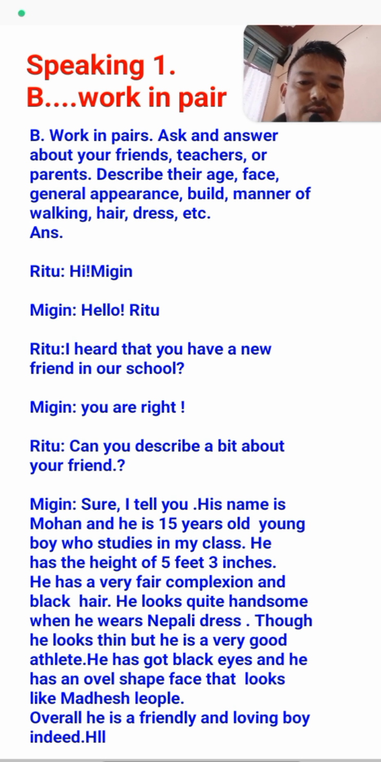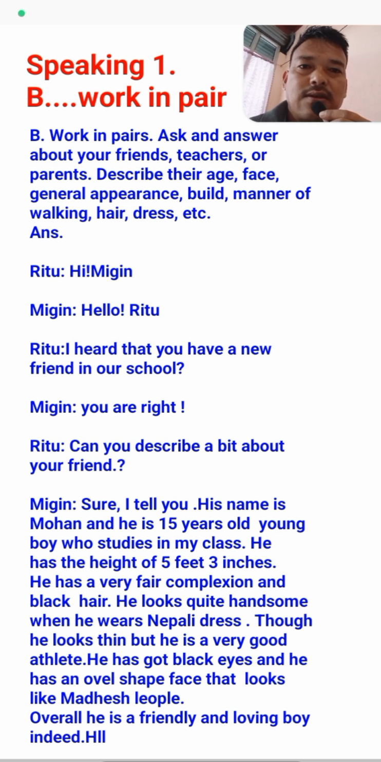Though he looks thin, he's a good athlete. He has got black eyes. He has an oval-shaped face, and he looks like Madheshi people overall. He's a friendly and loving boy, indeed. Students, you can add many more things and features here, but I have written this much only, and you can write in your own way. So it's all about exercise B.